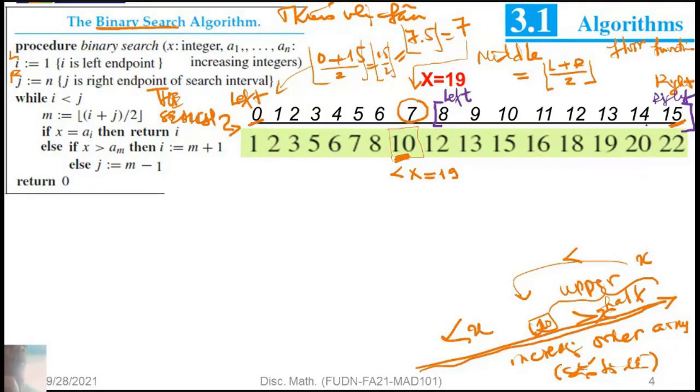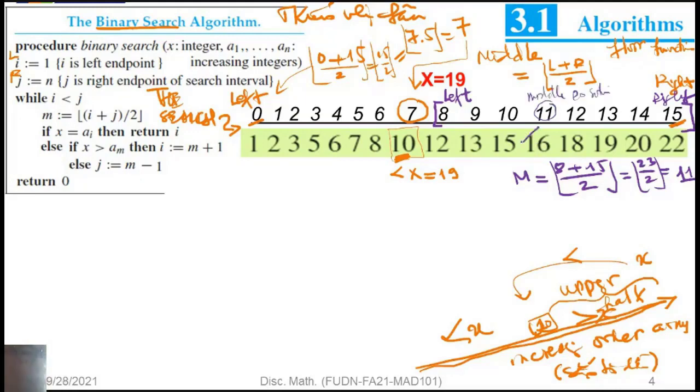In a similar way, the middle is 11, and the element at the middle is 16. Now we compare 16 with h. Because 16 is less than h, we will restrict the search.